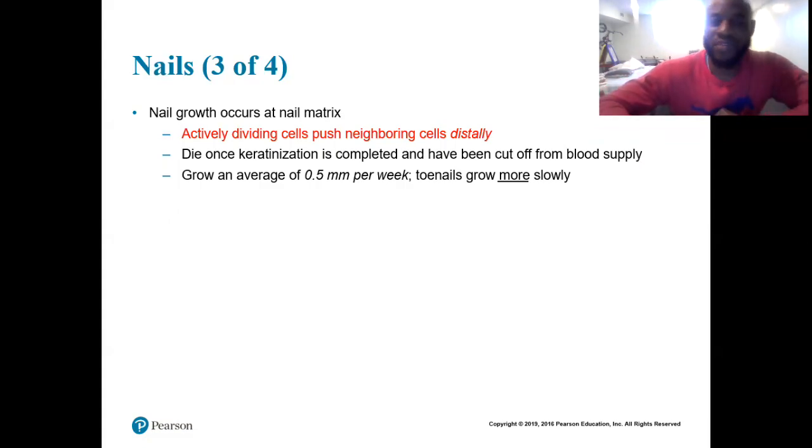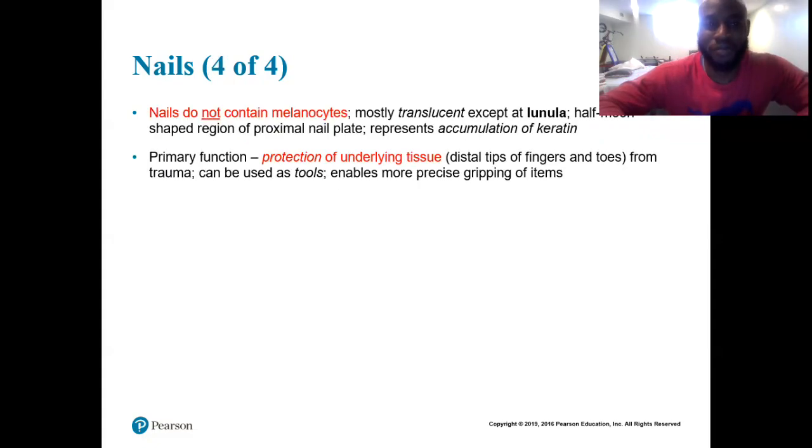They grow an average of 0.5 millimeters per week, and your toenails do grow more slowly. I think somebody mentioned that they knew that. It's always nice to get your manicure and pedicures done.